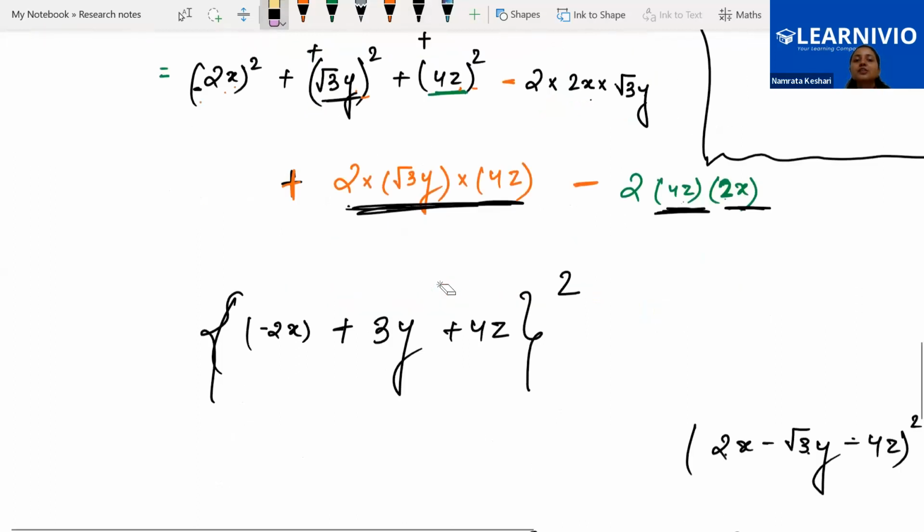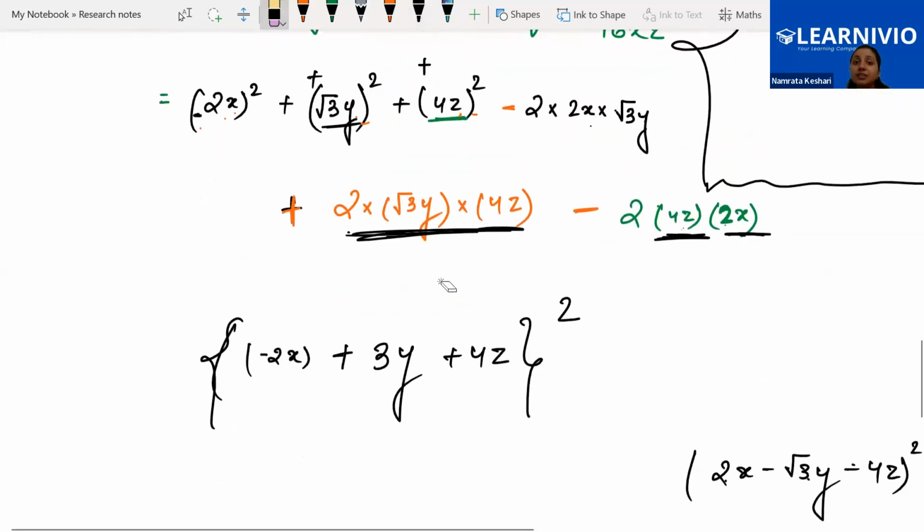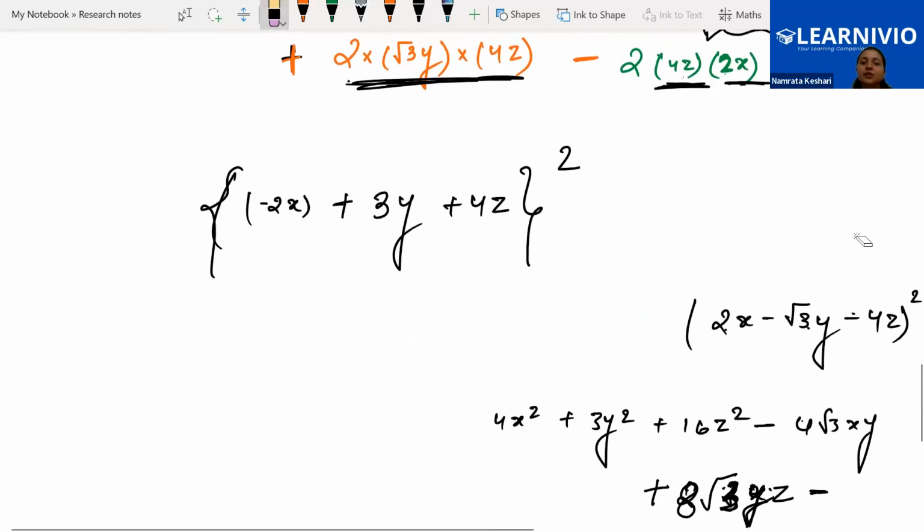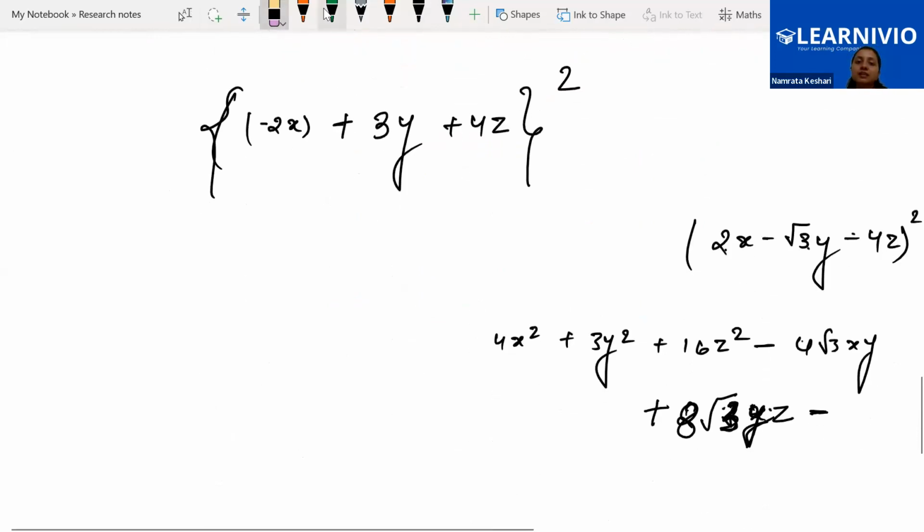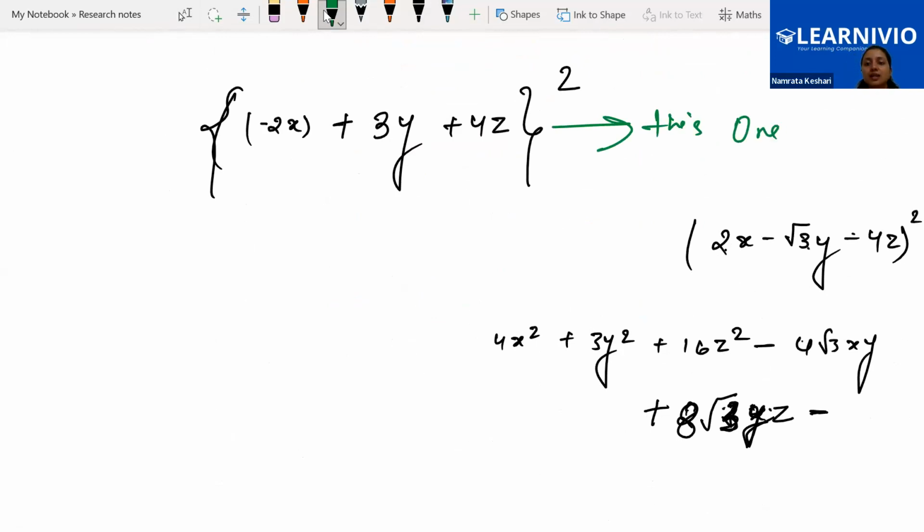Basically, why we are getting different possibilities, I will show you. Okay, she has taken 2x. Either the first, which I have written, or whatever she has done, 2x minus root 3y minus 4z whole square. These two are exactly the same thing. Now let me tell you why.